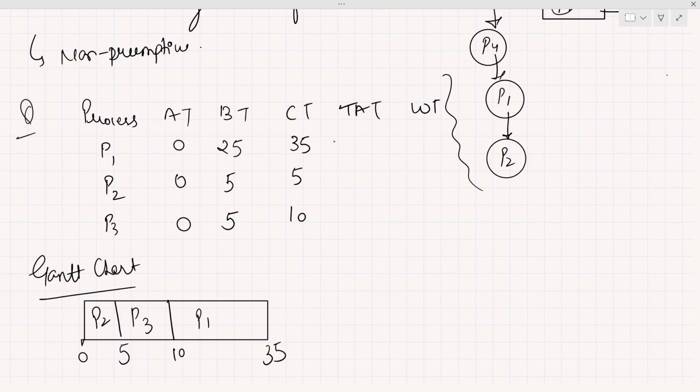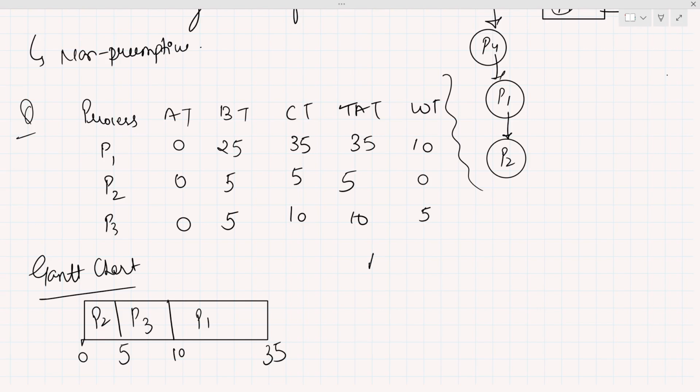TAT means turnaround time. What is the formula to find the turnaround time? Completion time minus the arrival time. TAT means how much time the process has spent in the CPU. So 35 minus 0 becomes 35, 5 minus 0 becomes 5, and 10 minus 0 becomes 10. Waiting time is what? Turnaround time minus the burst time, so it becomes 10, 0, 5.